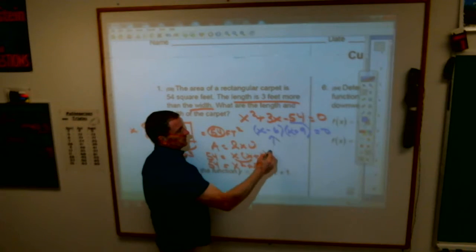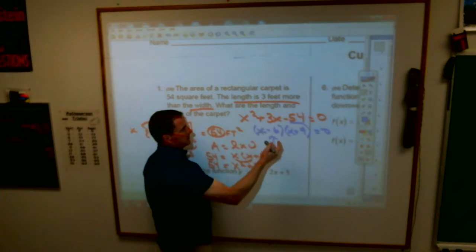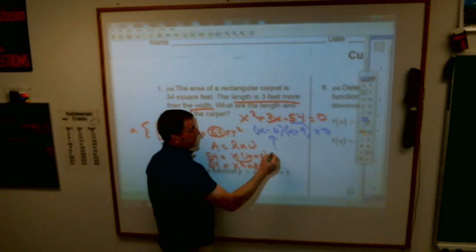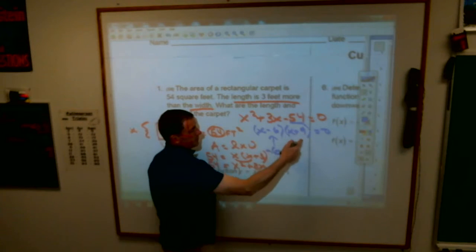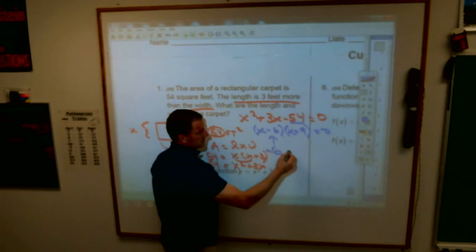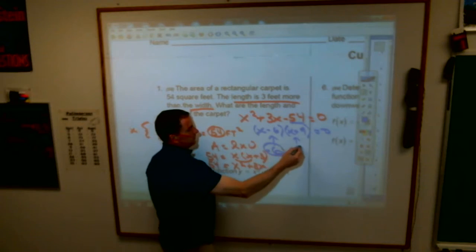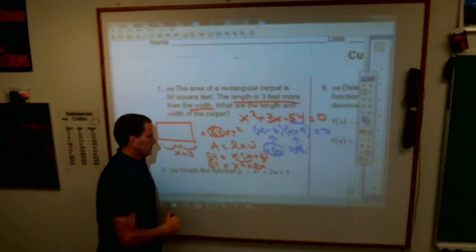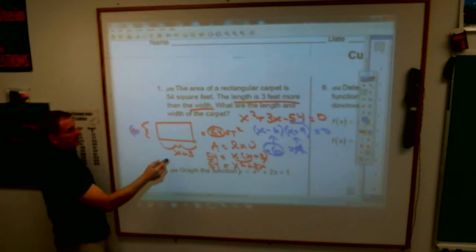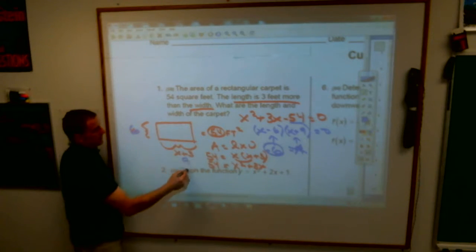What does this one end up being? X minus, what number minus 6 gives you 0? Positive 6. What number added to 9 gives you 0? Negative 9. Remember, distances can only be positive values. So one answer is 6, and the other one is 6 plus 3, which is 9.